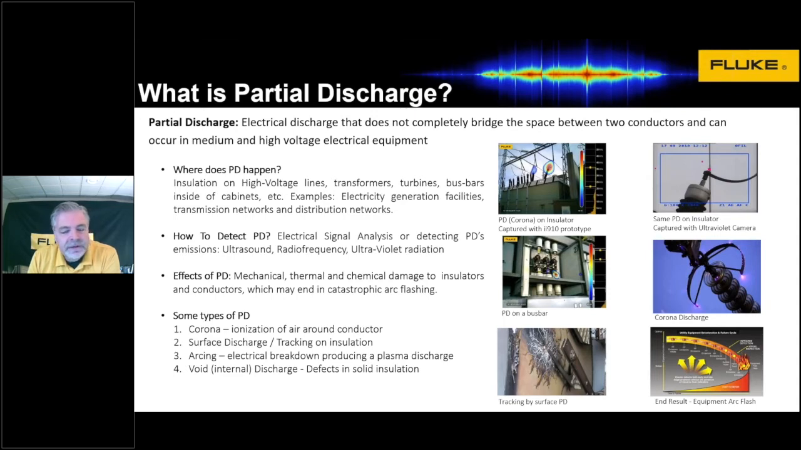We can see the same PD from a high frequency ultrasound point of view, and it gives us the ability to find perhaps even multiple leaks, multiple PD situations, at the same time.